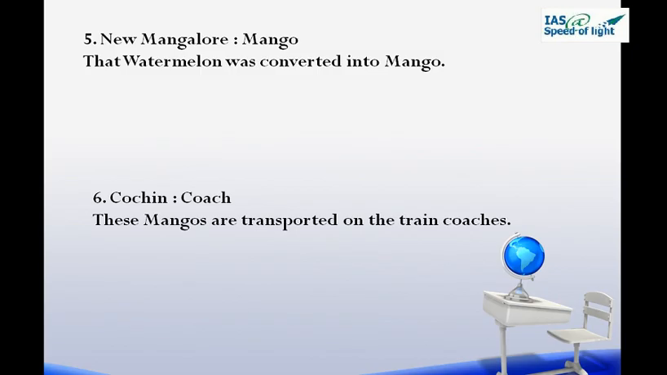And now sixth one is Cochin, and from Cochin we get coach. Okay, Cochin is coach. Now, you are very curious about this special watermelons, which were the shape of onions, and now they are converting or transforming into mangoes. So, people told you there are some special coaches of trains, okay, which carry these things from Mumbai to other places of India. So, Cochin becomes coach.